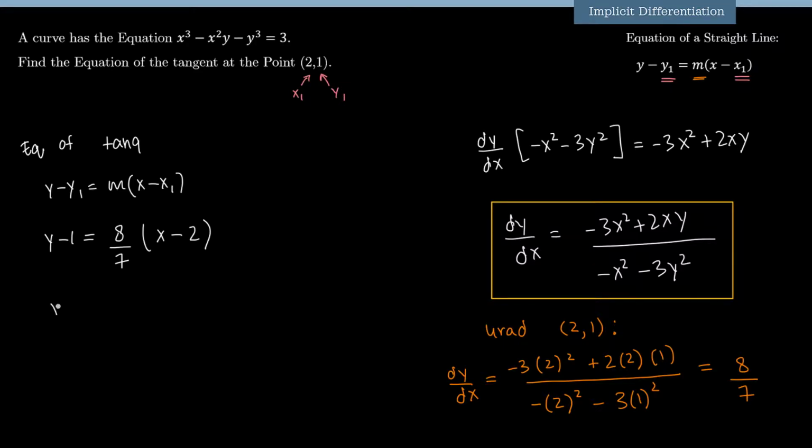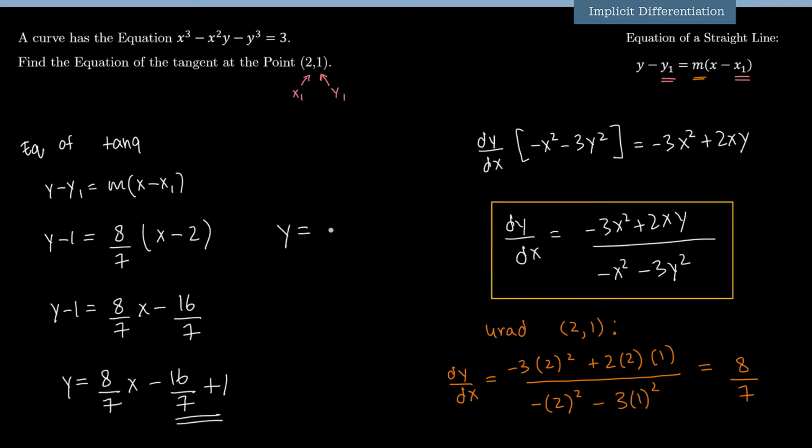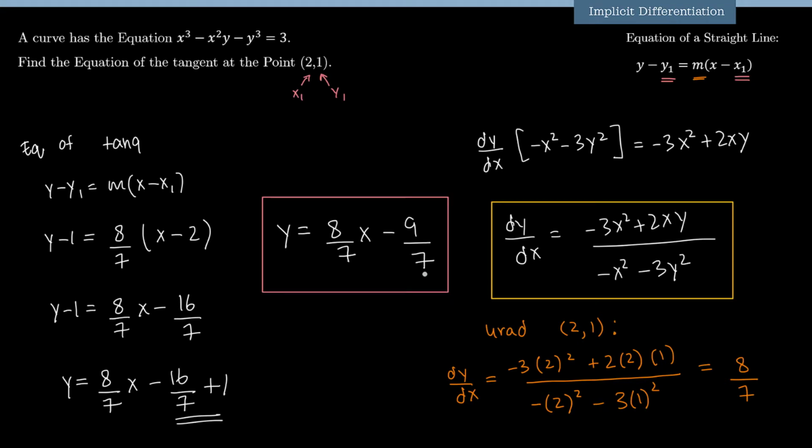Simplifying the right hand side would give me y minus 1 equals 8 upon 7 x minus 8 upon 7 times 2, which is minus 16 upon 7. And now adding 1 on both sides would give me y is equal to 8 upon 7 x minus 16 upon 7 plus 1. Minus 16 upon 7 plus 1 is equal to minus 9 upon 7. So I can say that the equation is y is equal to 8 upon 7 x minus 9 upon 7. This is the equation of the tangent at the point (2, 1). This is my answer.